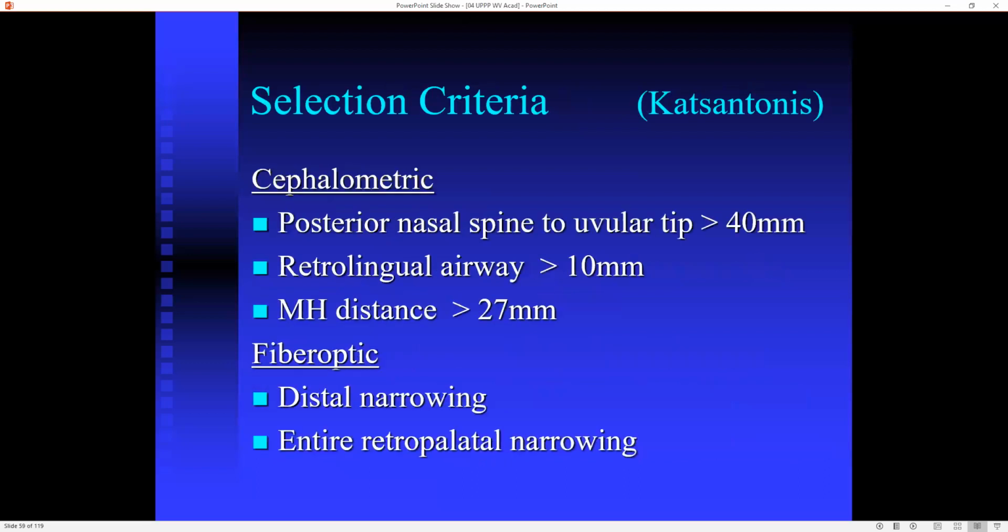Cephalometric X-rays, which we don't use anymore for the most part. They measured posterior nasal spine to uvular tip. Retrolingual airway has to be greater than 10, because less than 10, actually even less than 6, means you're going to fail. Mandibular to hyoid distance measured on the X-ray greater than 27 millimeters is a good thing. So you're looking at distal narrowing or even entire retropalatal narrowing.